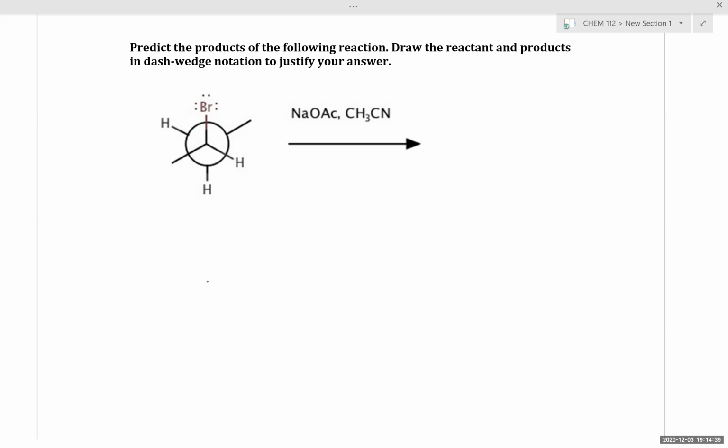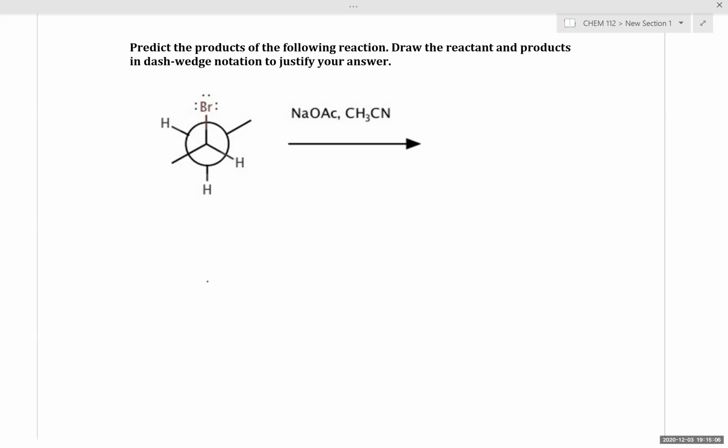And one trick to make predicting the products with the model kit easier is, if you have in your model kit a carbon with 5 pegs, that is really useful for this, because what you can do is you can just slot in your nucleophile and just detach the leaving group. We'll show that in a moment.